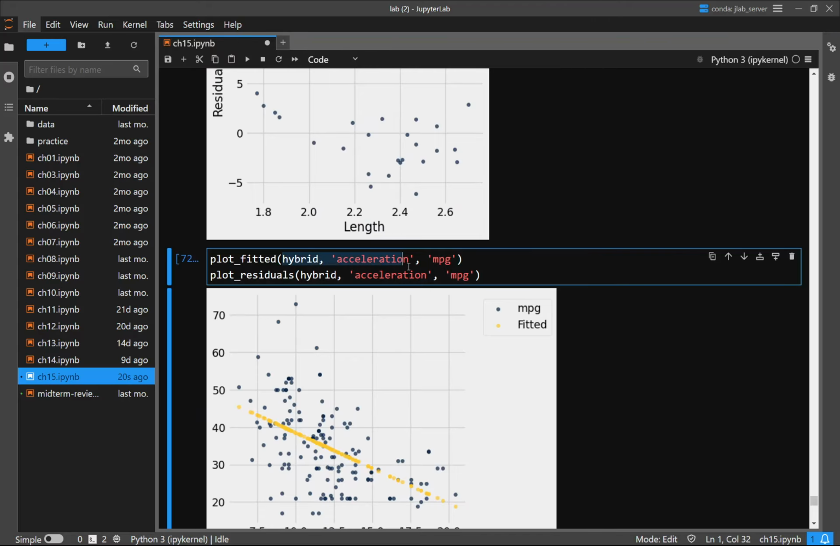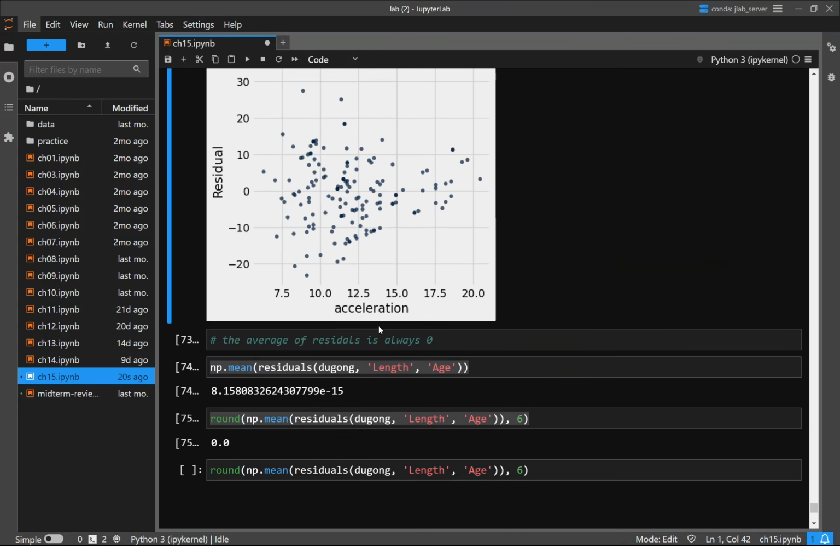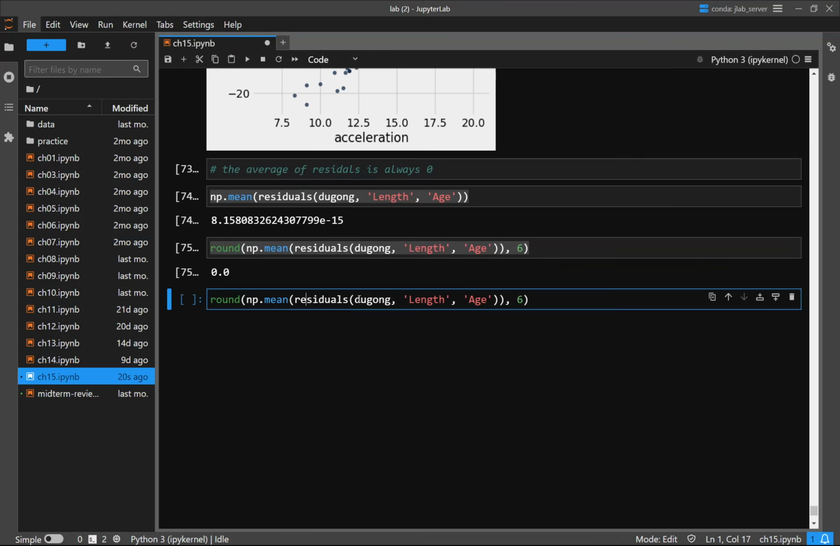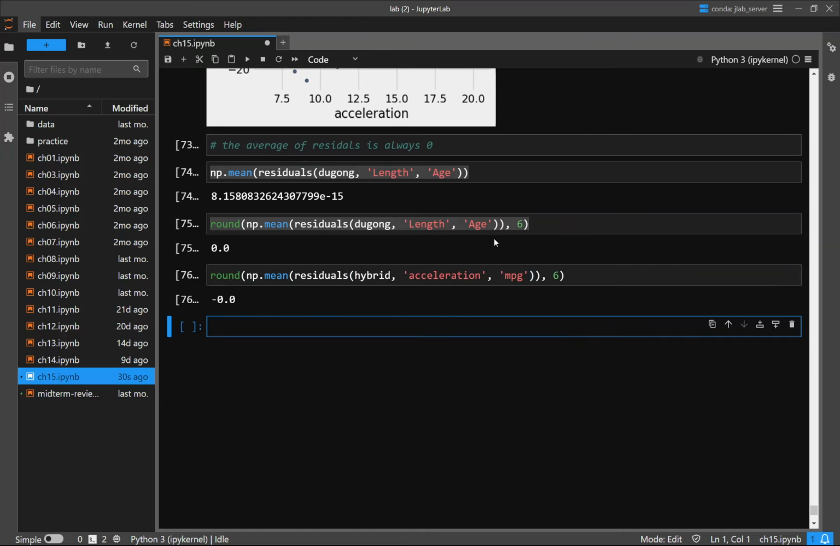No matter what you're trying to do, even if it's not linear, your residuals, their mean will be 0. It's trying to cut it off. Apparently negative 0 is possible in float land in Python. That is a little weird, admittedly, but that's okay.